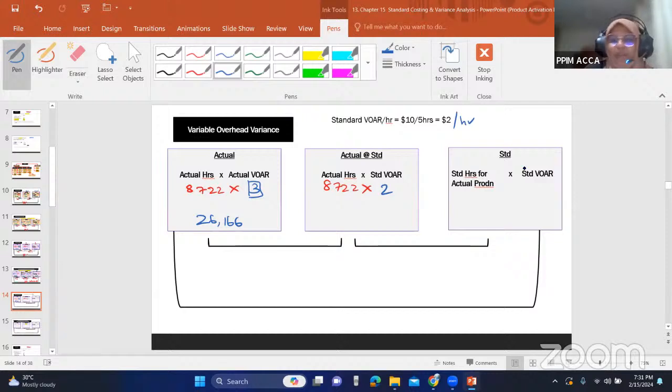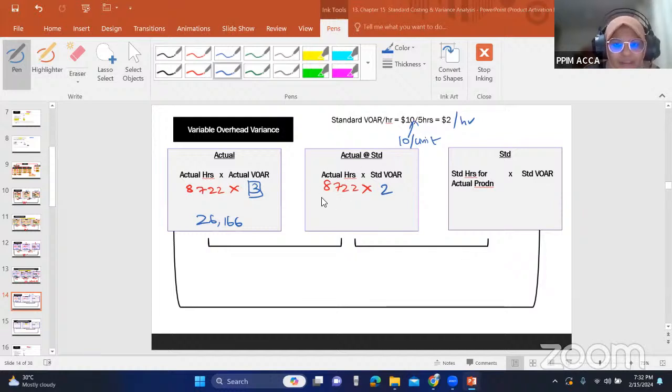Always remember, if it's a VOAR, basically an OAR, overhead absorption rate, it is divided by an hourly figure. Usually the base is labor hours, machine hours, it can be anything. Most of the time it will be divided by an hourly figure. So this 2 has to be 2 per hour. Some of you might think, why am I not using 10? That's also per unit, right? But this is 8,722 hours, so it has to be multiplied by something that is a per hour figure. You can't multiply it by a per unit figure. It doesn't make sense. So that is why you have to calculate the 2.